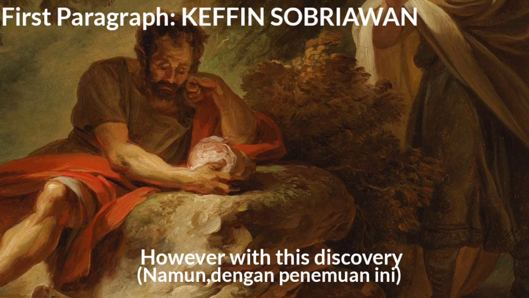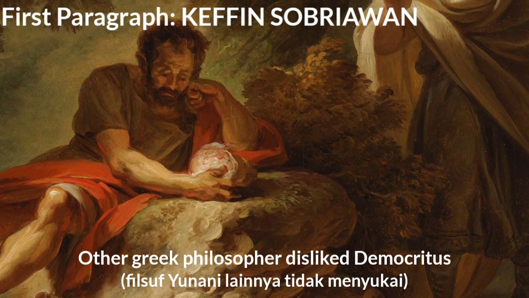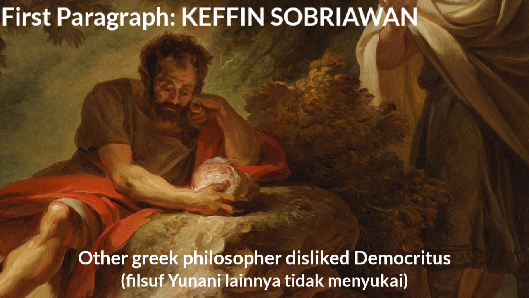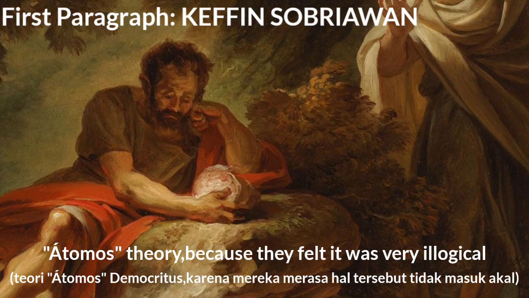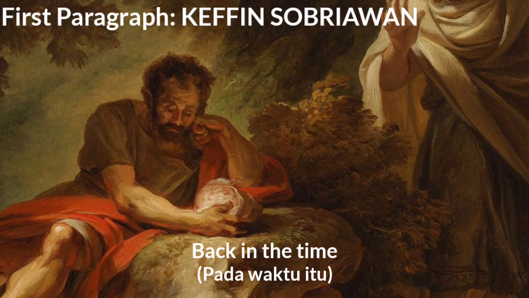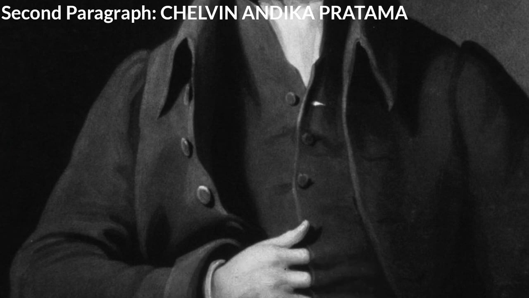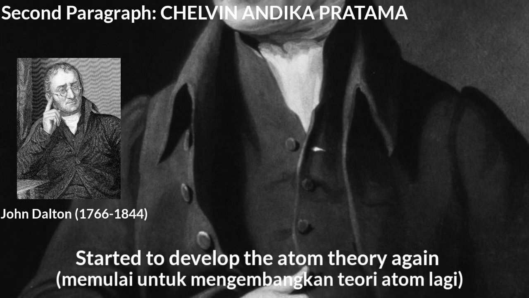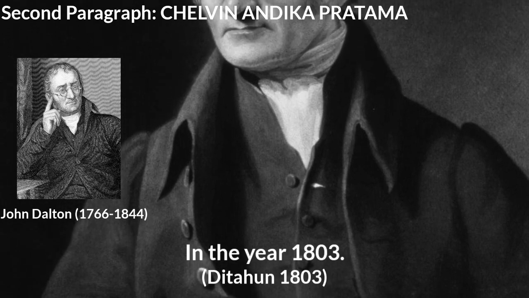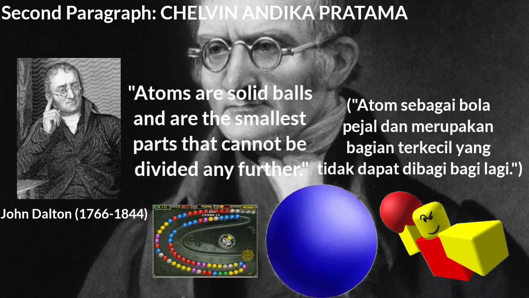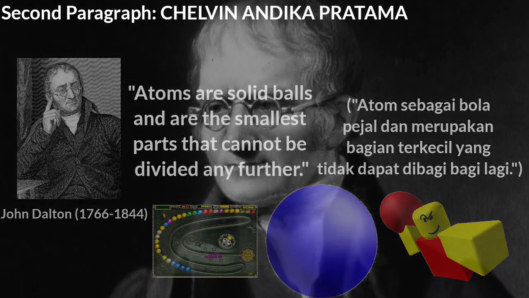However, another philosopher disliked Democritus' atom theory because the idea was very illogical at the time. Many centuries later, scientists such as John Dalton started to develop atom theory again in the year 1803. He stated that atoms are solid balls, the smallest part that cannot be divided any further.